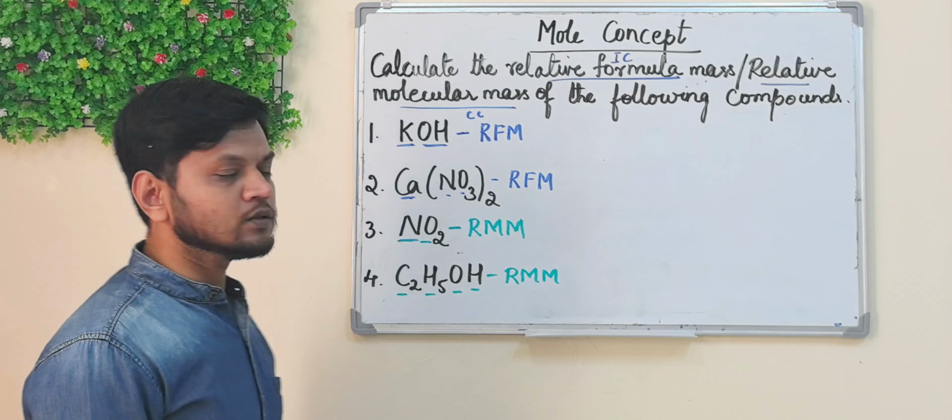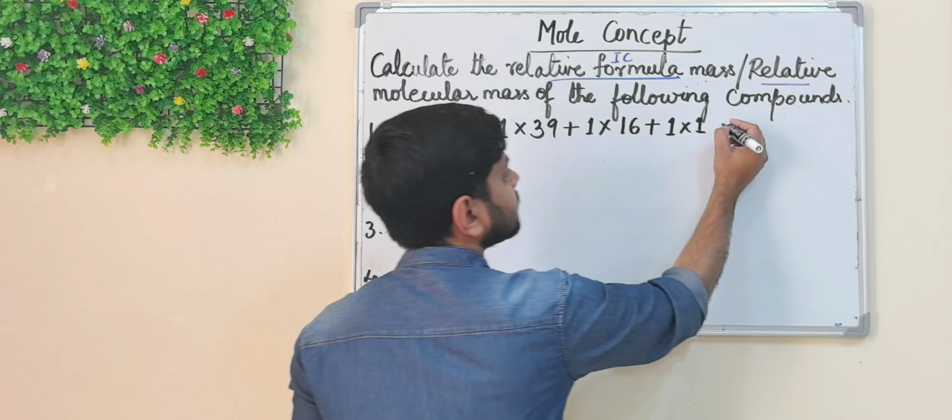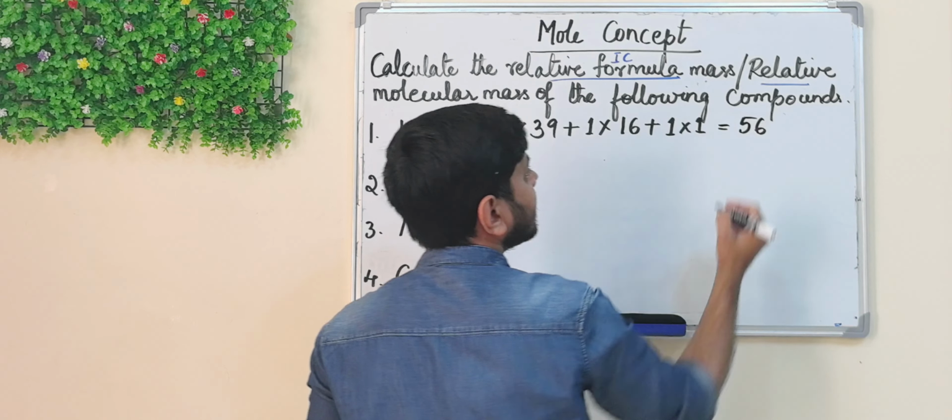So 39 times 1 is 39, 16 times 1 is 16, and 1 times 1 is 1. So 39 plus 16, which is 55, and plus 1, which is 56. So that means the relative formula mass of potassium hydroxide is 56 units.